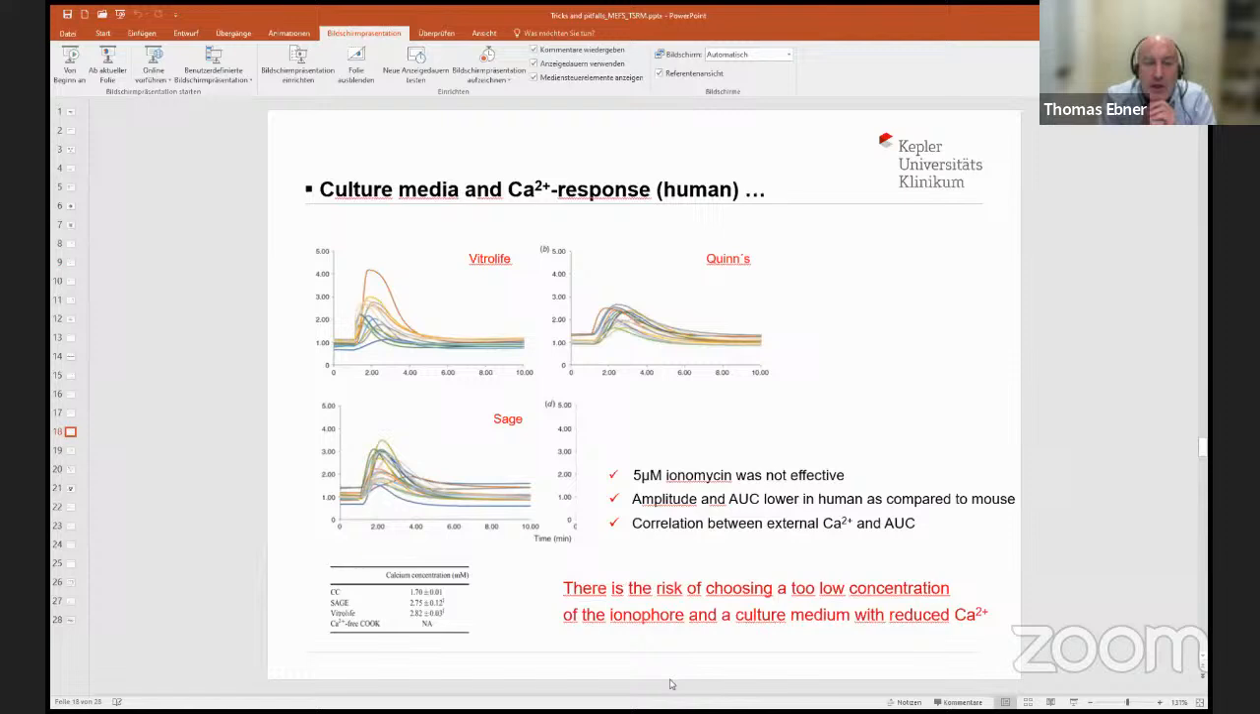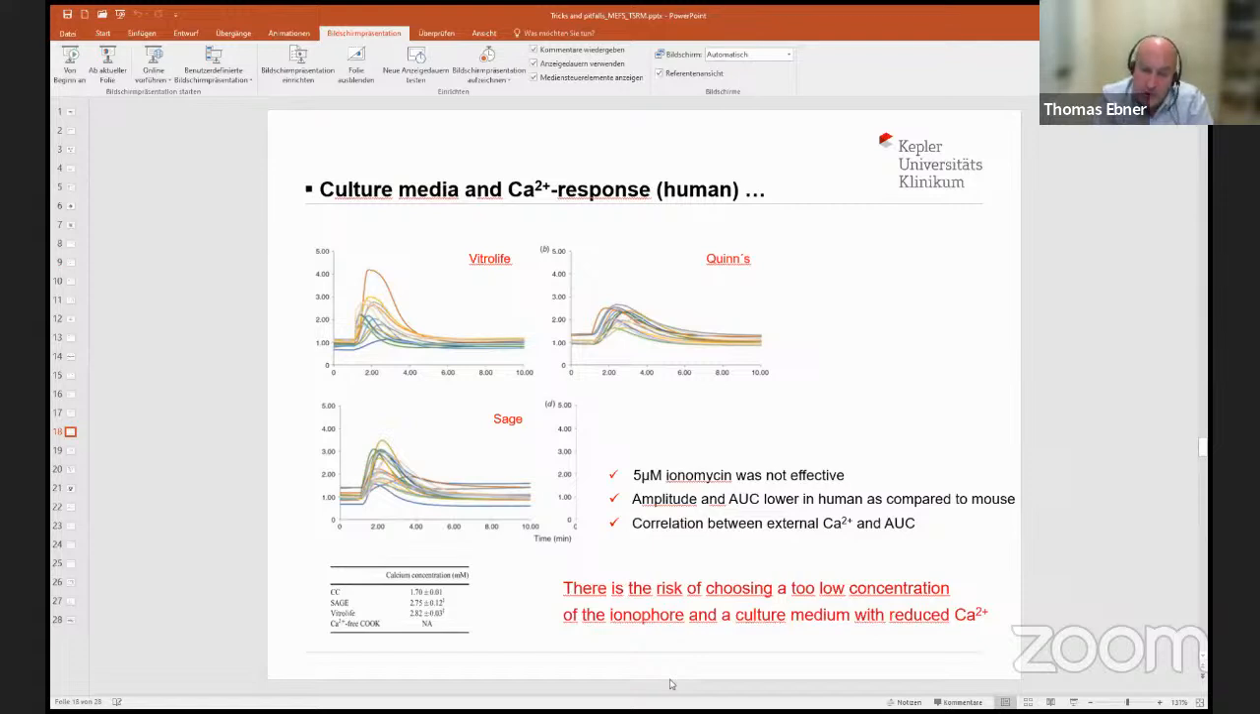For us, it's more important looking at culture media that we use in daily life. And here you see, maybe I should not have listed them, but I have no conflict of interest with any of those companies: Vitrolife, Quinn's, and Sage Medium. At the bottom left, you see the calcium concentration in these media, and you see that Vitrolife and Sage have a much higher calcium content as compared to Quinn's medium, and this means that the calcium peak that you get using an ionophore is higher in these media. Interestingly, 5 micromolar ionomycin was not effective at all in all 3 groups. The amplitude and the area under the curve were lower in human as compared to the mouse model that I showed you before. And there was a direct correlation between external calcium and the area under the curve.